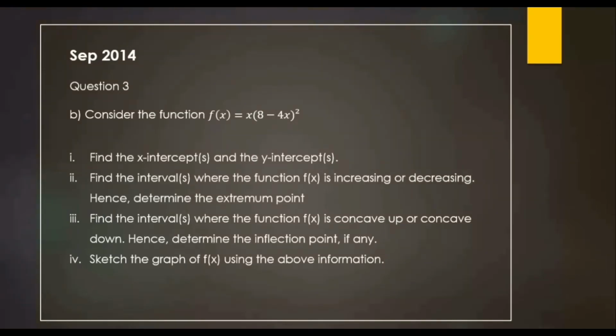This question is from past year paper September 2014. Question 3b. Consider the function f of x equals x times 8 minus 4x squared. Number 1, find the x-intercept and the y-intercepts. Number 2, find the intervals where the function f of x is increasing or decreasing. Hence, determine the extremum point. Number 3, find the intervals where the function is concave up or concave down. Hence, determine the inflection point if any. Number 4, sketch the graph of f of x using the above information.